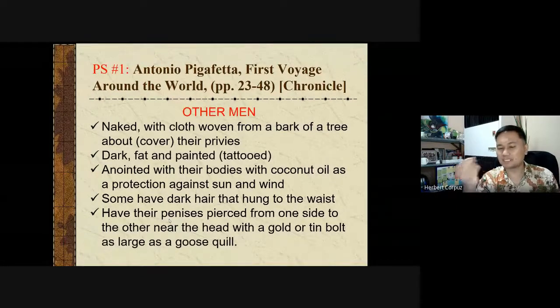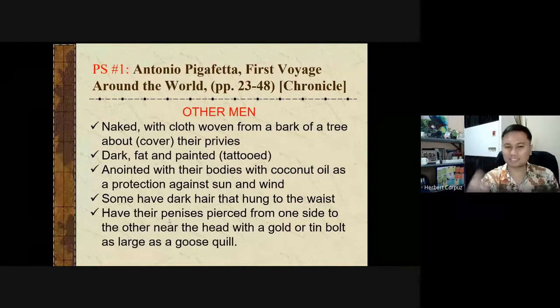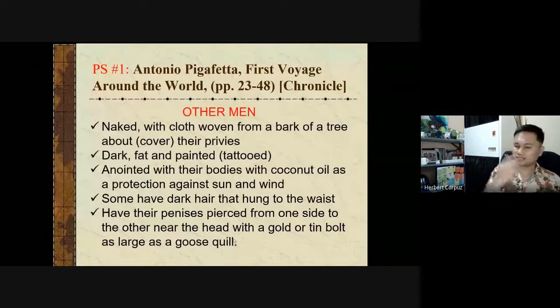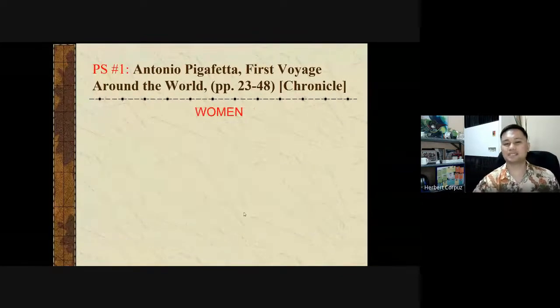They have their penises pierced from one side to the other near the head, near the glans. Glans is the part of the head of the penis. Okay, with a gold or tin bolt as large as a goose quill. Ano yung goose quill? Okay, part yan ng isang goose. Sabi ko rin yung ganung kalaki na nilalagay doon sa head of the penis.